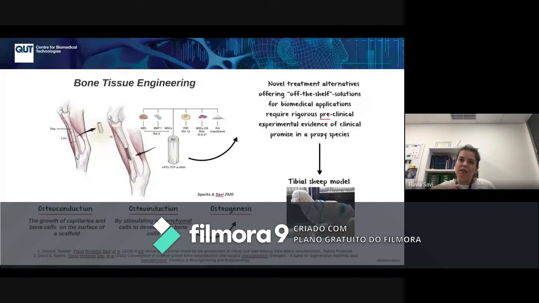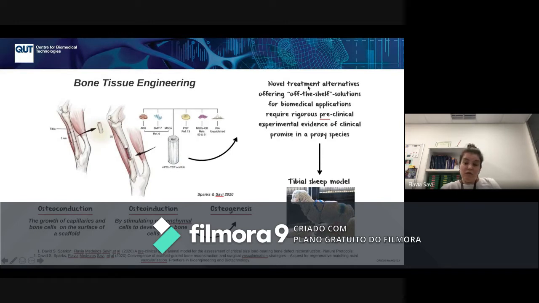So they remove these mesenchymal cells that are in the bone marrow, and then they use these cells to implant together with the scaffold. And these techniques are all based on osteoconduction, osteoinduction, and osteogenesis. So osteoconduction is the capacity of the growth of the capillaries and bone cells on the surface of the scaffold, and osteoinduction by stimulating these mesenchymal cells to develop into bone cells. And this leads to osteogenesis, the new bone formation.